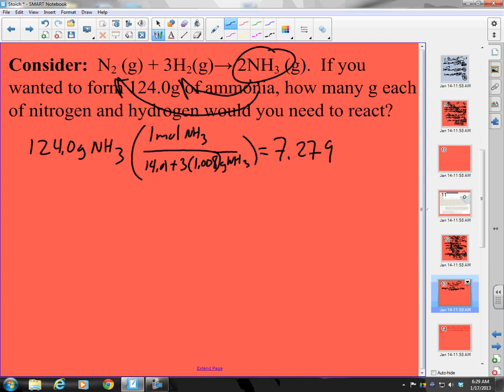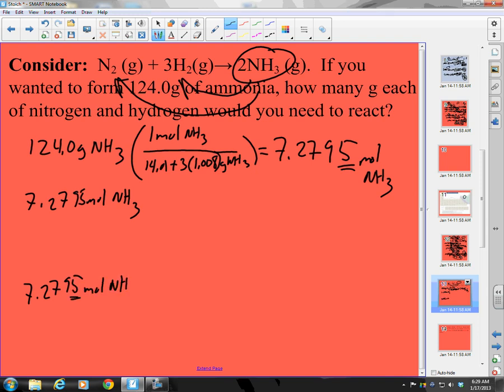7.279. How many sig figs? 4 sig figs, so I want to carry an extra: 7.2795 moles of ammonia. Cool. And then I can do that. I'm going to write this down twice, 7.2795 moles of ammonia, because I'm going to do the calculation twice, right? Once for hydrogen and once for nitrogen.